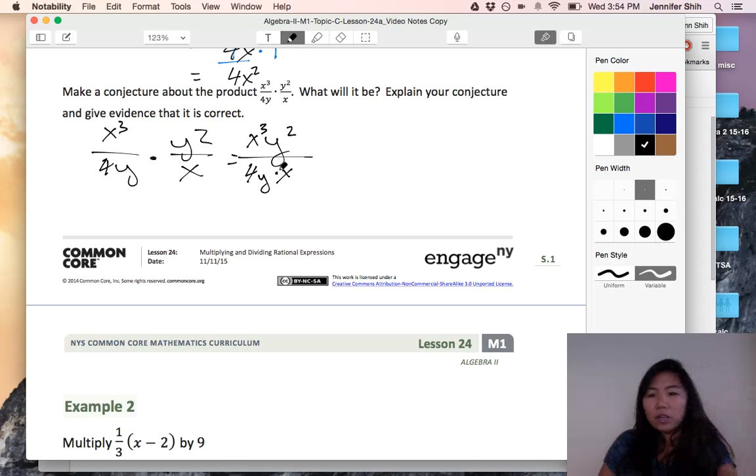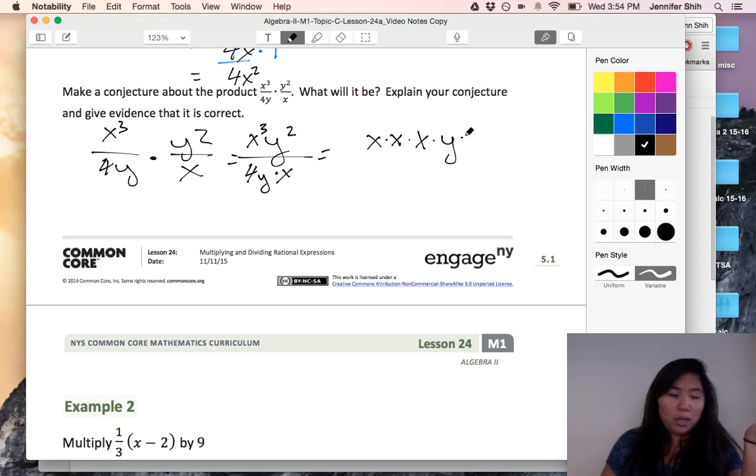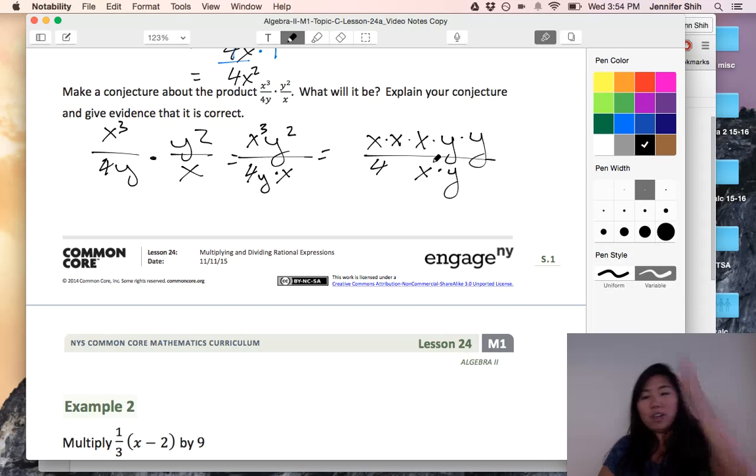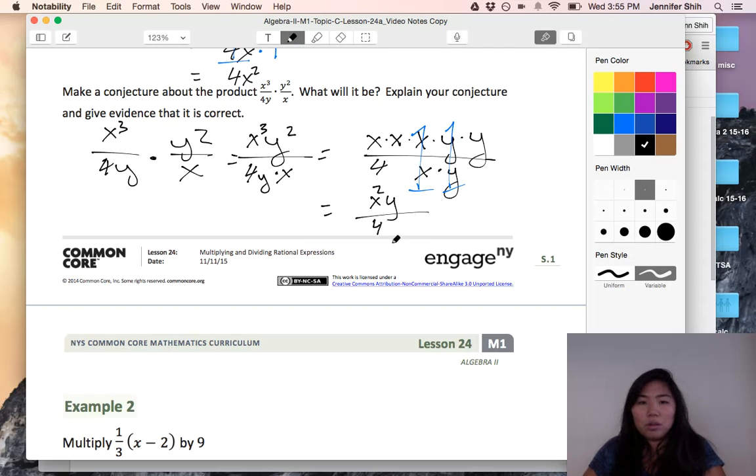I put this little bullet here, but maybe you didn't have to, because the next thing I'm going to do is write out x times x times x times y times y over 4 times y times x. I try to line up my variables as nicely as I can so that in my work, so organized, I can simplify these x over x and this y over y to 1. And now I'm left with how many x's? x squared. I'm left with 1 y. I'm left with a 4. And that's it. So x squared times y over 4.